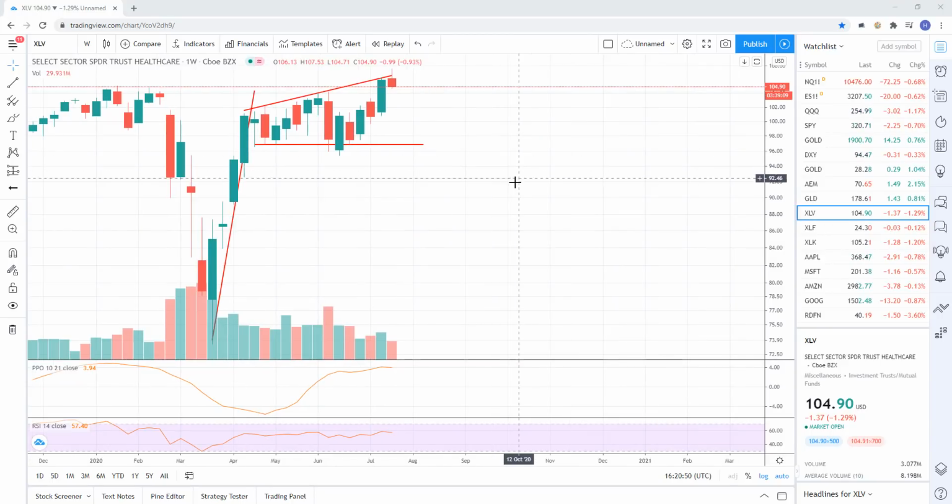Here's XLV on the weekly. So this is the second heaviest weighted sector in the S&P 500, right behind tech.